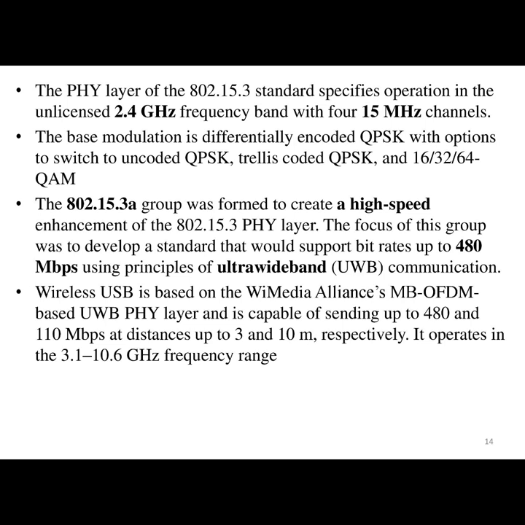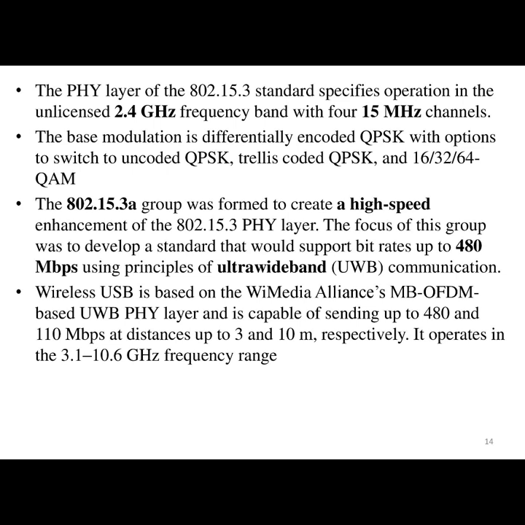The physical layer of the 802.15.3 standard specifies operation in the unlicensed 2.4 GHz frequency band with 4 15 MHz channels. The base modulation is differentially encoded QPSK with option to switch to uncoded QPSK, trellis coded QPSK and 16/32/64 QAM.